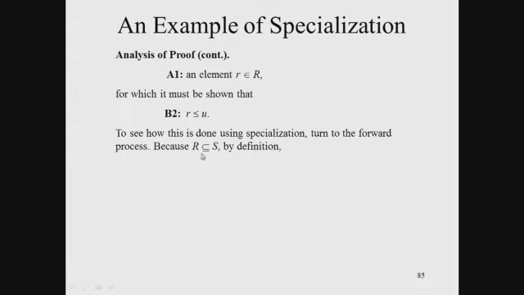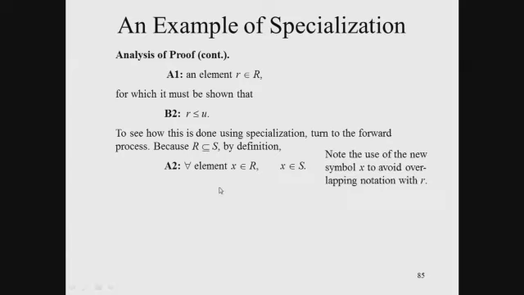So if you go to the hypothesis, one of the parts of the hypothesis is that R is a subset of S. So what can you say is true because R is a subset of S, by definition? All the elements in R are in S. Exactly. For every element X in R, X is in S. And notice that I have used the symbol X here to avoid overlapping notation. I could have used R again, but we're using R already in several places. So again, notation is up to you, but I urge you to, at least at times, avoid overlapping notation.